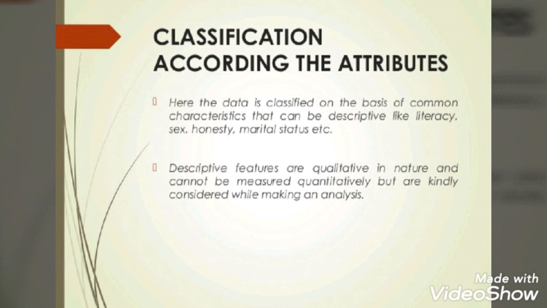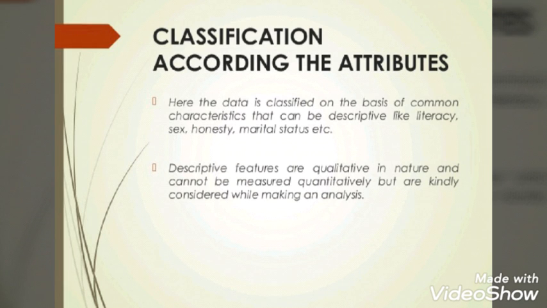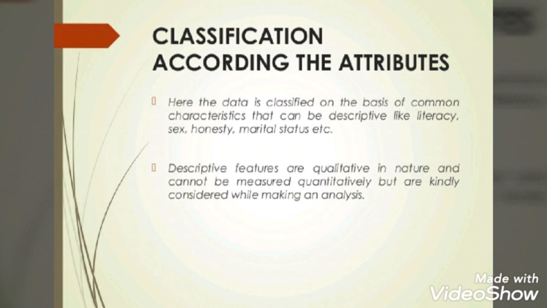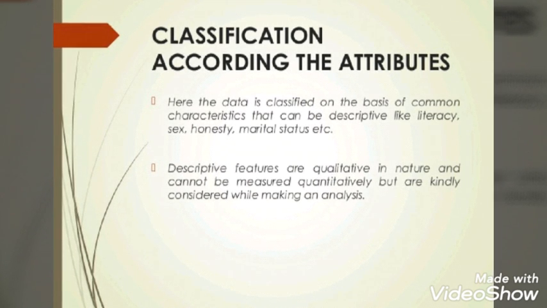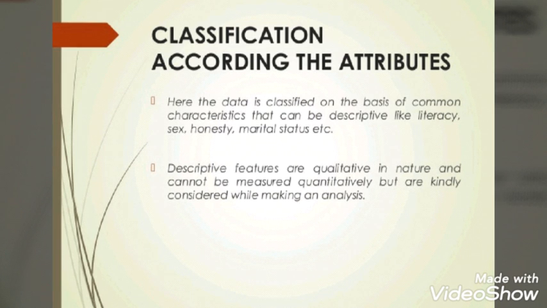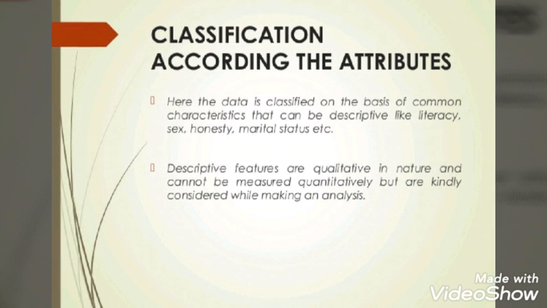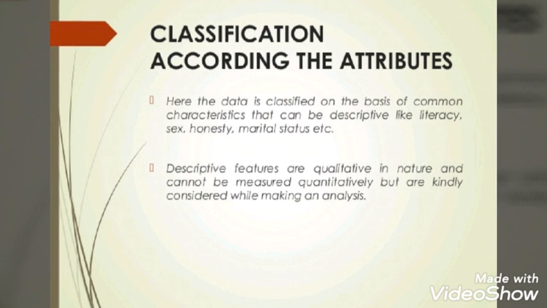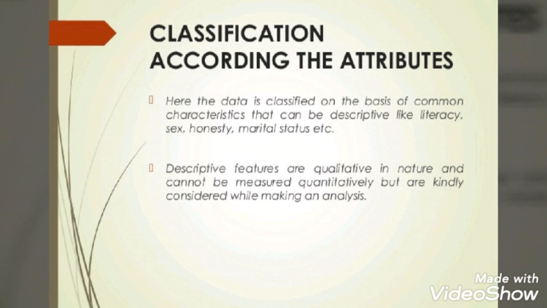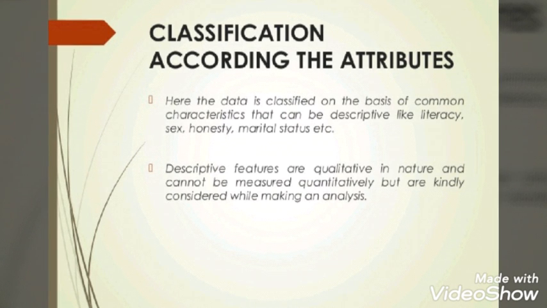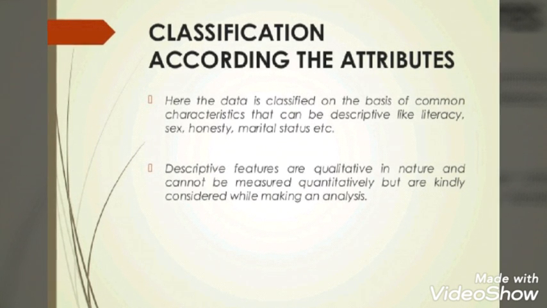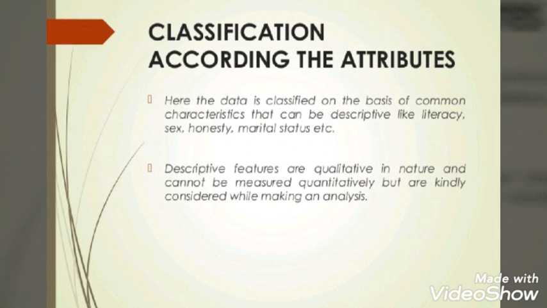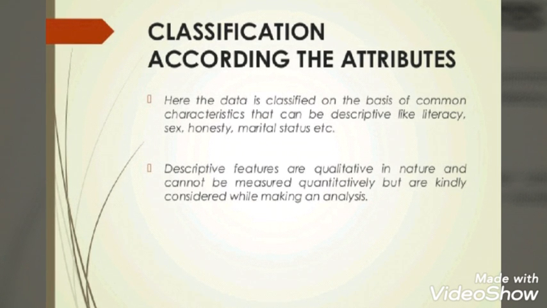Here the data is classified on the basis of common characteristics that can be descriptive, like literacy, sex, honesty, marital status, etc. Descriptive features are qualitative in nature and hence cannot be measured quantitatively, but are kindly considered while making an analysis. So there is also one difference, that your attributes are qualitative. You are going to see the quality, you are going to see the characteristics.